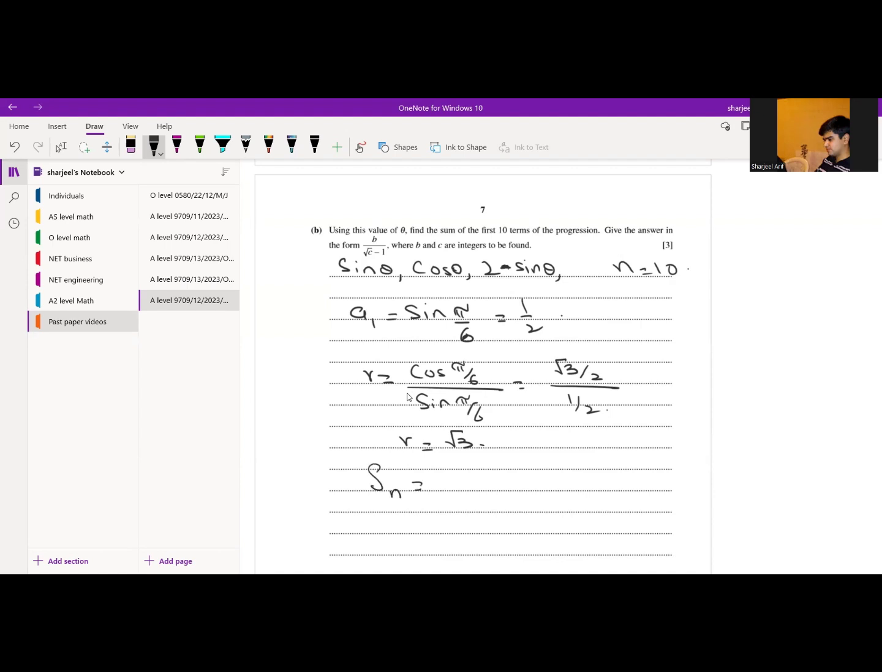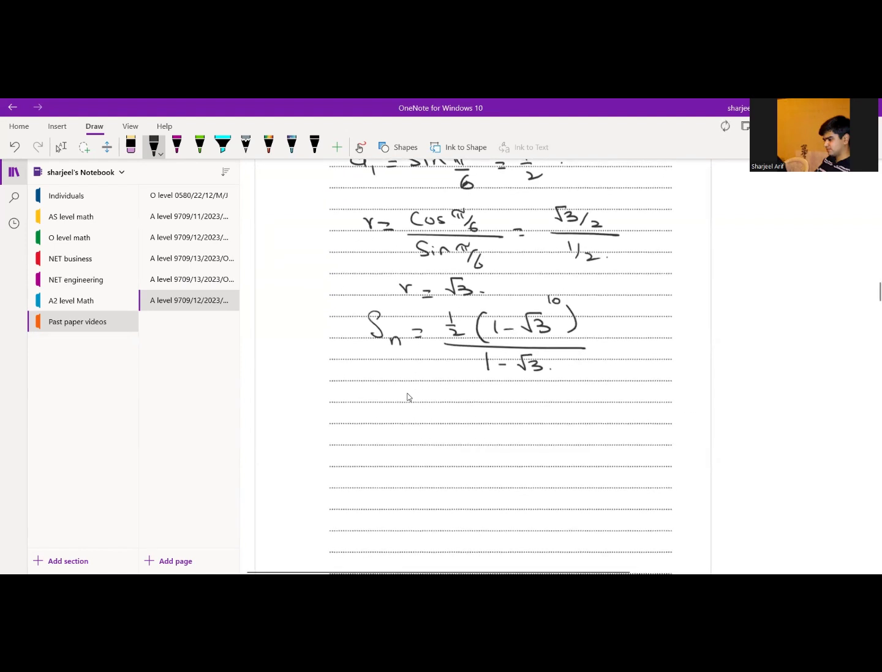So Sn will be equal to a1 into 1 minus r power 10 divided by 1 minus r. We can rewrite it in this form: 1 minus 3 power 5, because I'm going to take the square of root 3, divided by 2 into 1 minus root 3. So you can use a calculator to solve it. This will become 121 divided by root 3 minus 1. That is your answer.